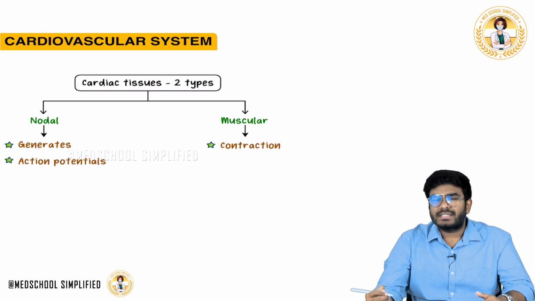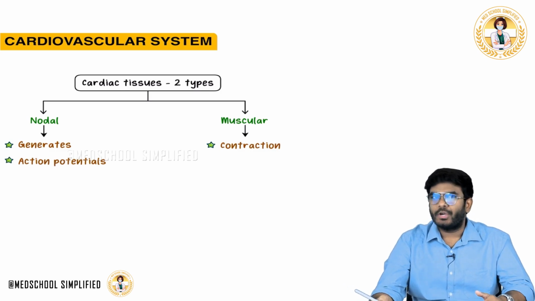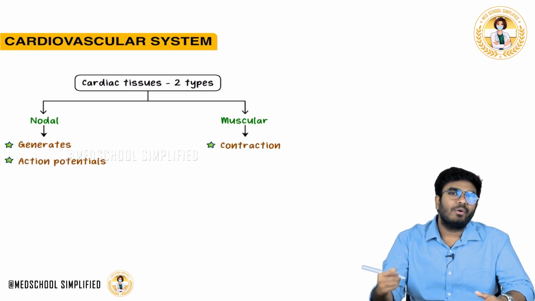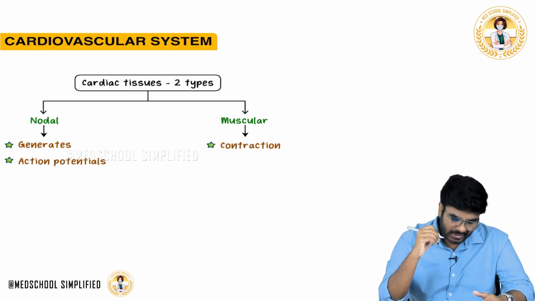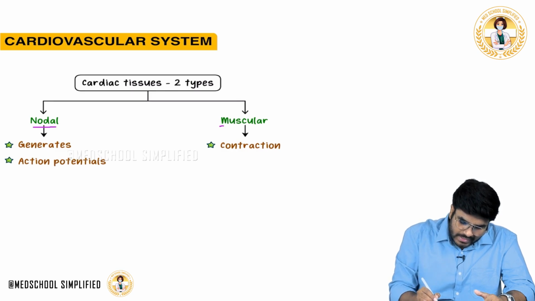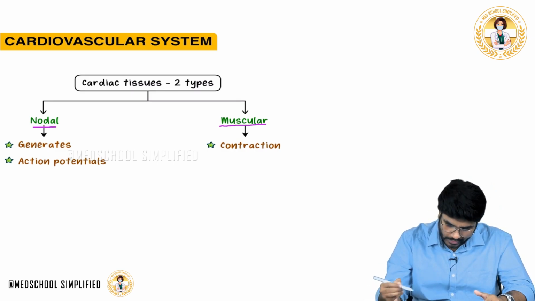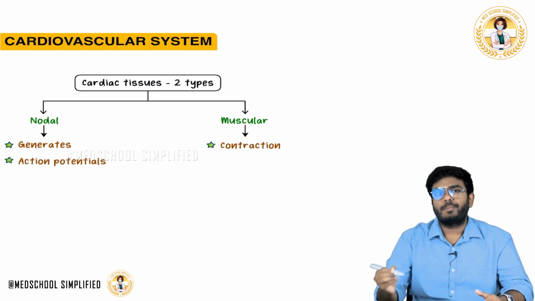First of all, let's discuss how many types of tissues are present in the heart. We all have that one heart, right? Now in that heart, the tissues are mainly divided into how many types? The tissues are divided into nodal tissues as well as muscular tissues. What are the differences between a nodal tissue and a muscular tissue?